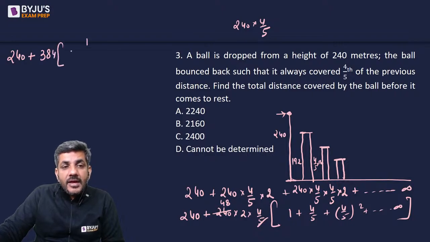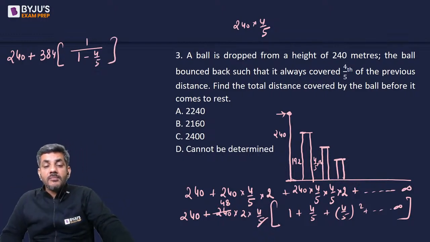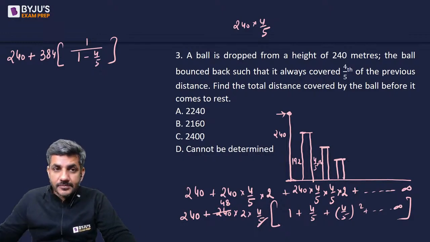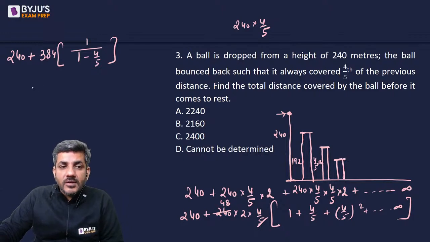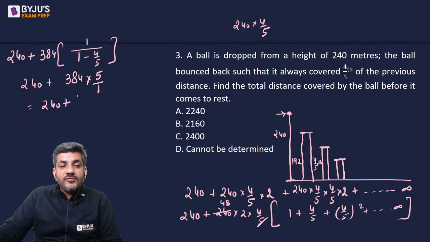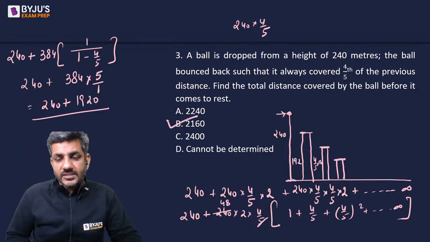Inside I have a upon 1 minus r. I'm sure you all know the sum of an infinite GP series is given by a upon 1 minus r. A is the first term, r is the common ratio. So it is 384 into 1 upon 1 minus 4 by 5. So 240 plus 384 into, this will become 1 by 5. So 5 comes on top, 1 comes below. So 240 plus 5 into 384, which is 1920. Just add them, it gives you 2160 as the right answer for this question.